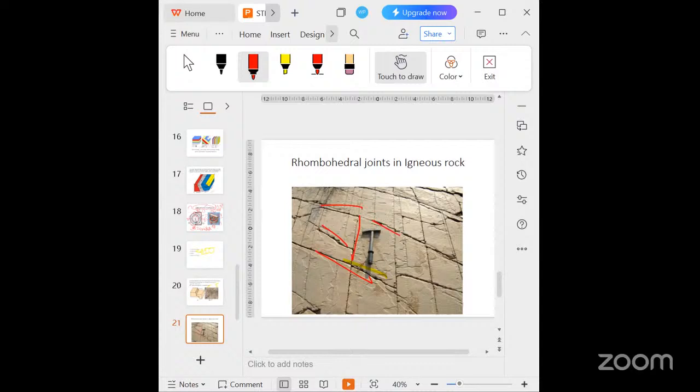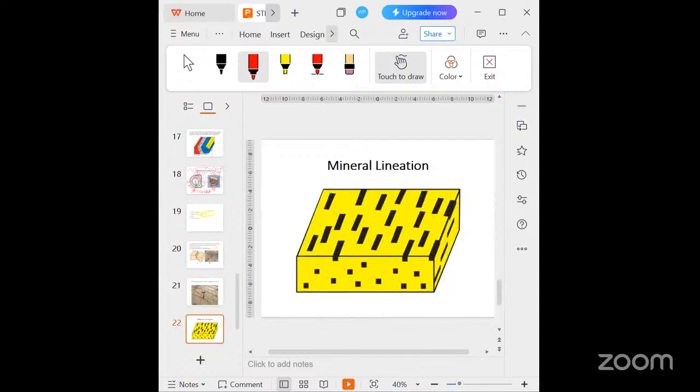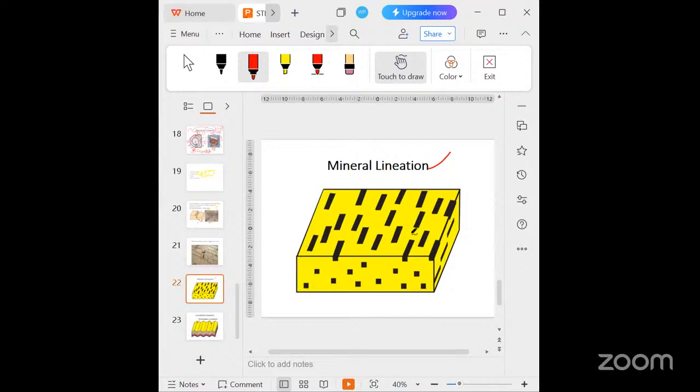Now linear structures. As the name suggests, these are line-like features observed in rock. You see here, mineral lineation. It means the longer dimensions of the minerals are aligned in a particular direction. So you see here, this particular direction gives rise to mineral lineation.